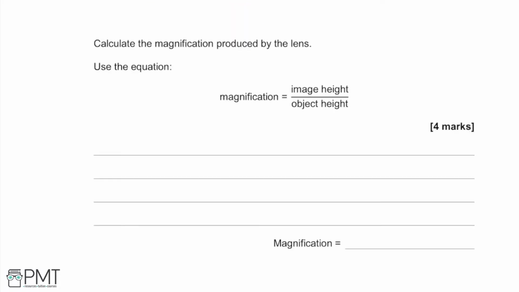So in this part of the question, we're asked to calculate the magnification produced by the lens. And then we're given an equation here to use, which is the magnification is equal to the image height over the object height. So there's a couple of different ways you can go about doing this. You could either measure them with a ruler, get the measurements for the image height and the object height in millimetres or centimetres, and then work it out like that.